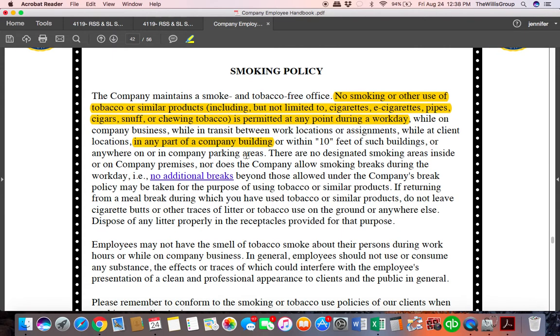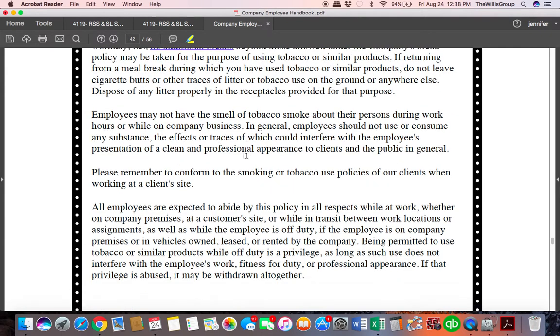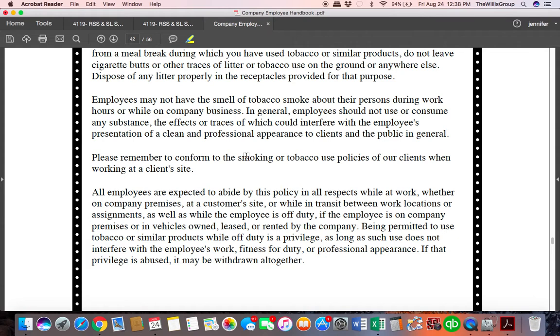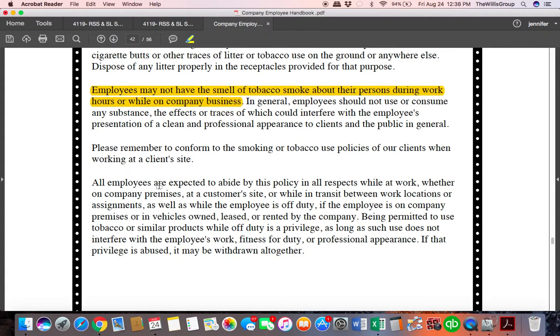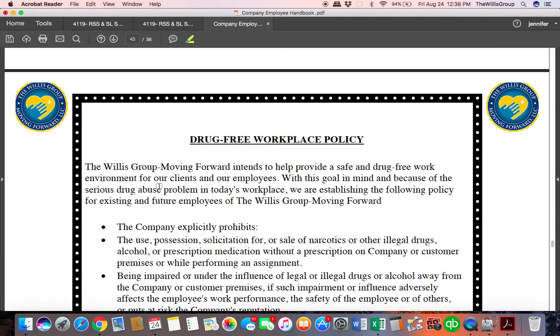We don't have any designated smoking areas in particular when it comes to the group home setting. But if you are in the company's building, there is a designated smoking area. Most importantly, though, in this policy, employees may not have the smell of tobacco smoke on their persons during work hours or while on company business. Okay? You can read the remainder of that policy.